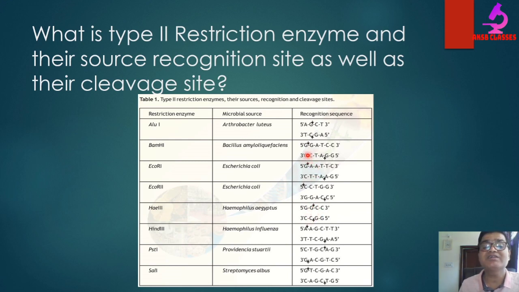But in case of BamH1, the cutting site is at a different position, so it is a sticky cut. So two types of cut are generally performed by restriction enzymes. One is the blunt end cut. This is an example of a blunt end cut. This is an example of a blunt end cut. This is an example of a sticky end cut. This is an example of a sticky end cut. And this is also an example of a sticky end cut. And this is also an example of a sticky end.